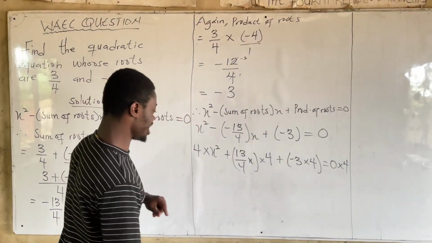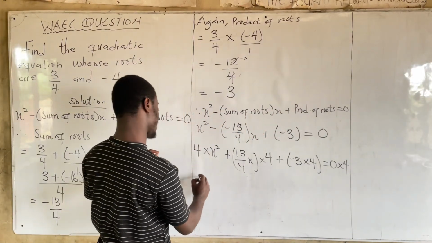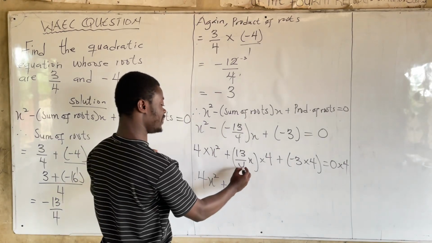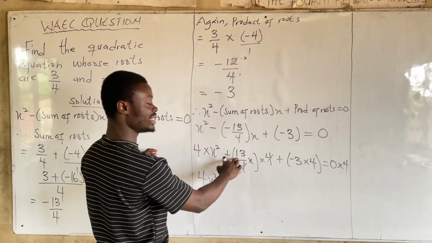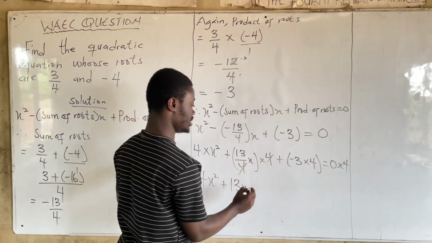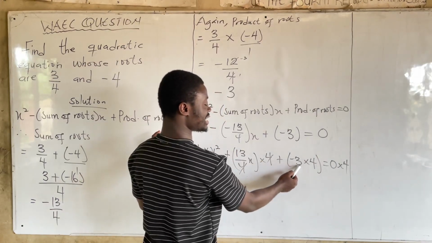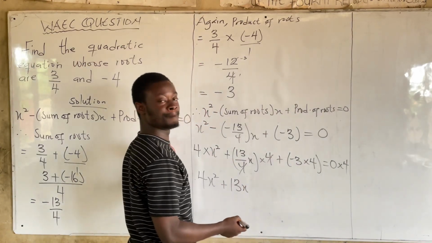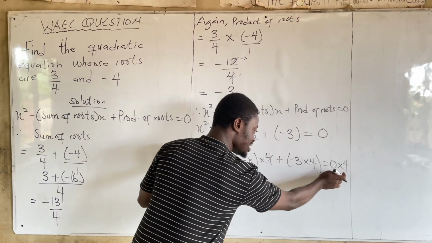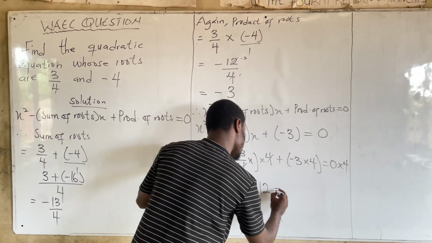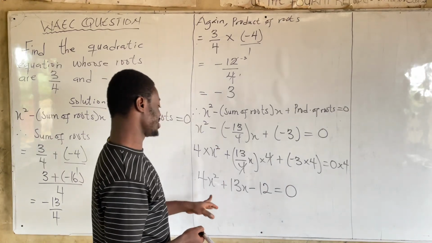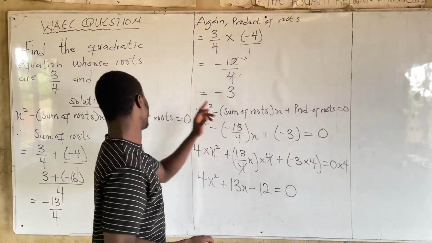So let's break this one down. 4 times x squared gives us 4x squared plus, here 4 can cancel 4, then we get 13x remaining, so 13x, and then minus 3 times 4 gives us minus 12, and 0 times 4 is 0, equal to 0. So this is the final answer. The person solved this quadratic equation and got these answers.